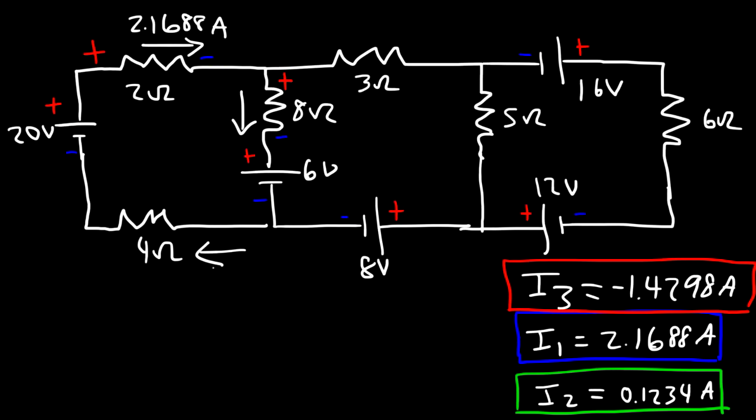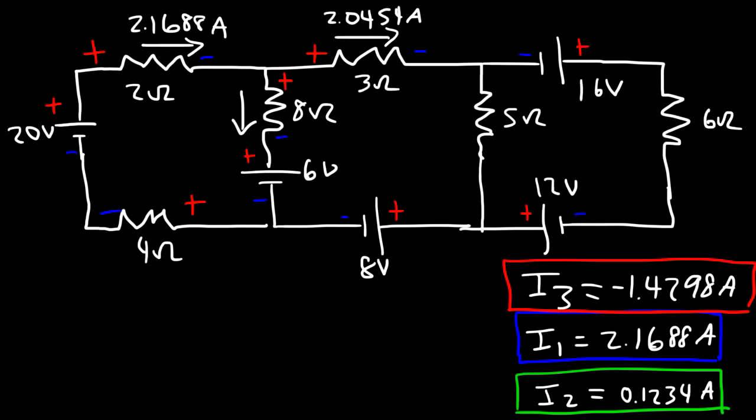Now I1 also flows through the 4 ohm resistor in that direction. So therefore, this side is positive, and this side is negative. Now I1 minus I2, if we subtract these two currents, that's going to give us a positive value. And I1 minus I2 flows through the 3 ohm resistor. And so that's 2.1688 minus 0.1234. And so this current is 2.0454 amps. So this is going to be the positive side of the resistor, and this is the negative side.